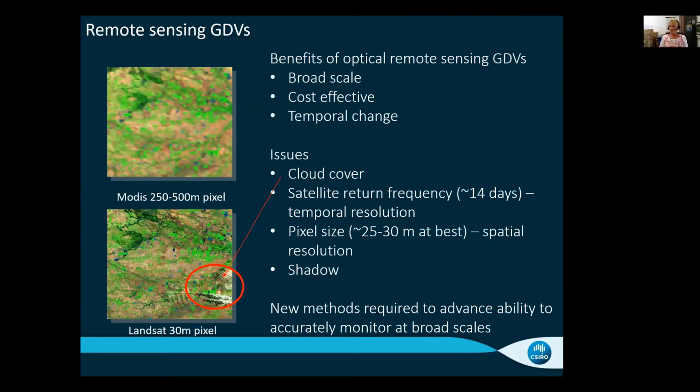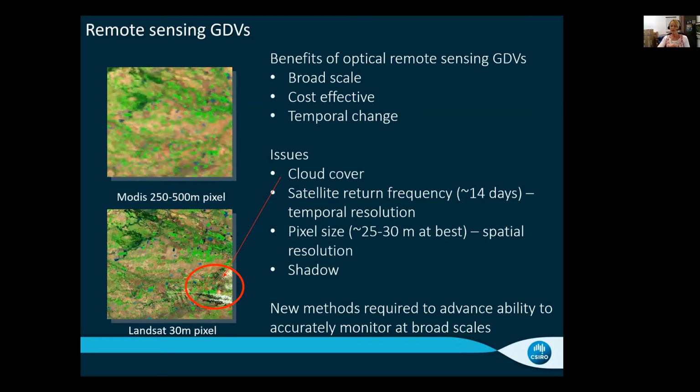So today we'll talk about optical remote sensing, and I'll overview that here. When I talk about optical, I'm talking about MODIS and Landsat, and I'll give a little bit more detail on that in the next slide. But basically, optical methods provide broad-scale assessment. They can be cost-effective as well, and they can allow us to understand temporal change.